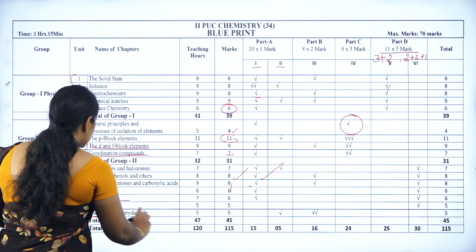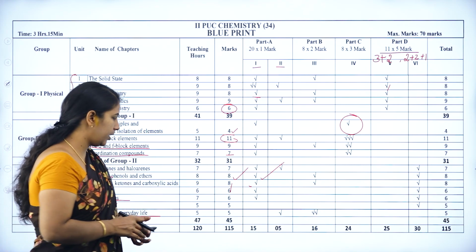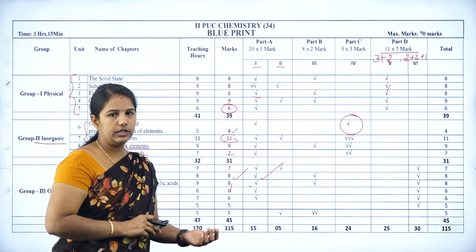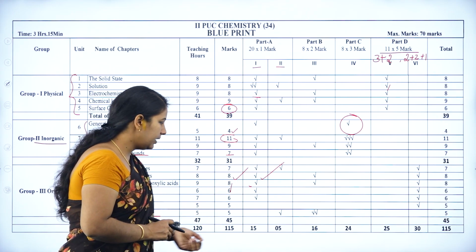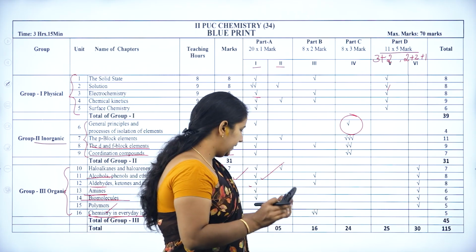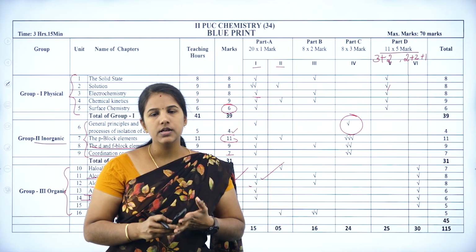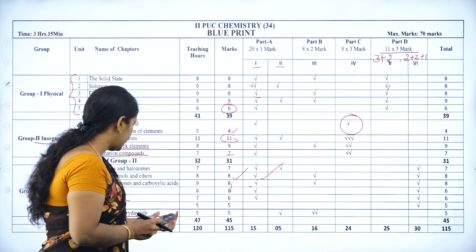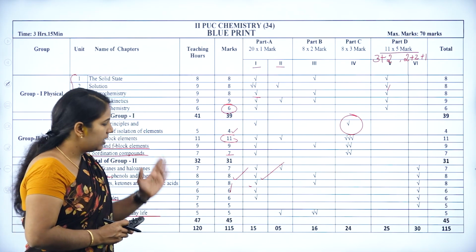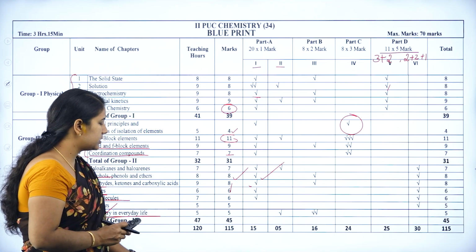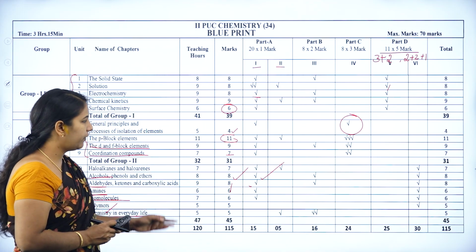And chemistry in everyday life, that is the smallest unit in organic chemistry, from this unit also they can give a 5 mark, that will be 1 from the fill in the blanks, 2 from the 2 marks we can expect. So totally 5 marks will be allotted for the chemistry in everyday life. So by studying only organic chemistry units you can expect 45 marks.